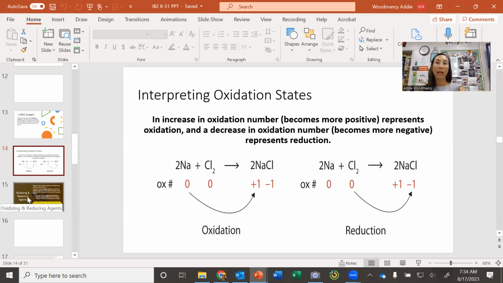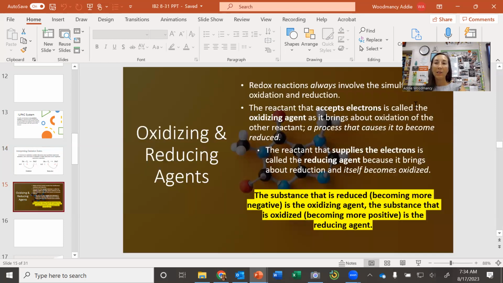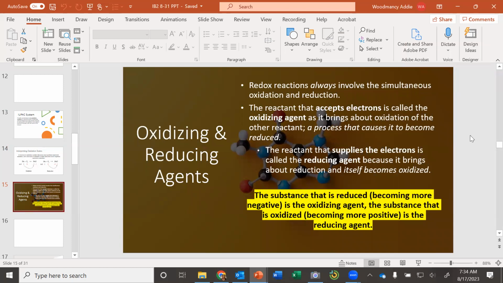Now, the next slide is where it gets a little complicated, but not really, so don't freak out. All right, so oxidation reduction reactions occur simultaneously, like I said. The reactant that accepts the electrons is called the oxidizing agent because it brings about the oxidation of the other reactant. So like I said, that sounds really confusing, but basically this yellow highlighted statement here is all that you need to remember from this slide.